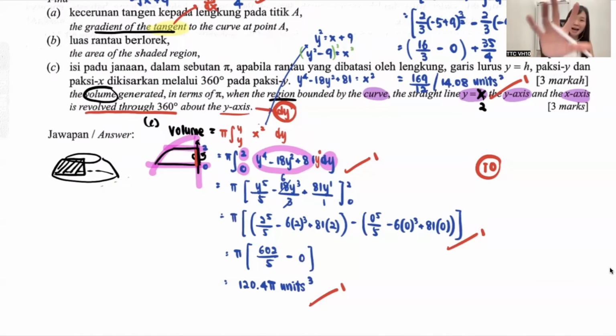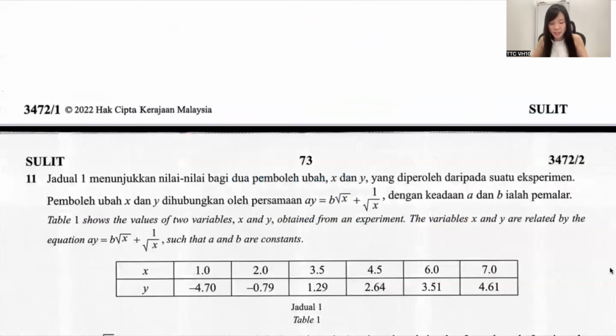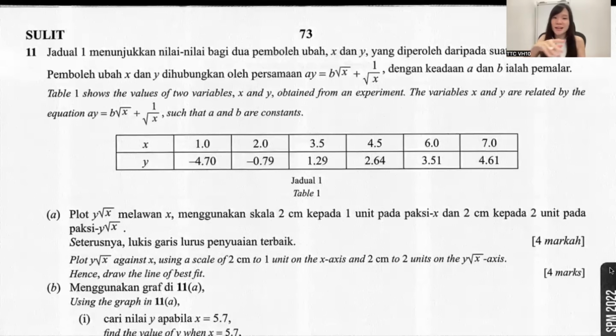Move on. 5, 4, 3, 2, 1. Next one. 11, they say, table 1. Guys, the moment you look at this table, you already have a feeling. This is what? Form 4, chapter 6, isn't it called linear law, okay? That chapter is a very easy chapter, like top 3 easy chapters, okay? So they say, table 1 shows the values of 2 variables, x and y, obtained from an experiment. The variables x and y are related by this equation.